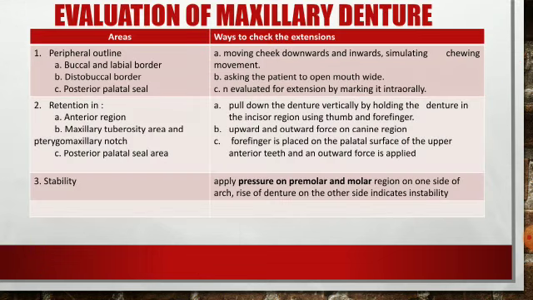Coming on to evaluation of the maxillary denture, again we have the peripheral outline, that is the buccal and labial border. Similar movements we are supposed to do, followed by the distobuccal border. To check the distobuccal border, we ask the patient to open the mouth wide. Next, how to check the posterior palatal seal, we all know during your clinics.